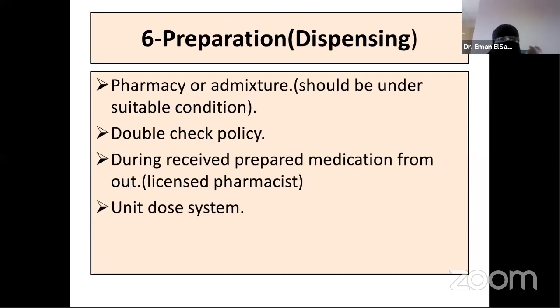During preparation and dispensing in the pharmacy, if this medication needs to be admixed, it will be done under suitable conditions. These are all the procedures and safeguards for preparing medication to prevent medication error.